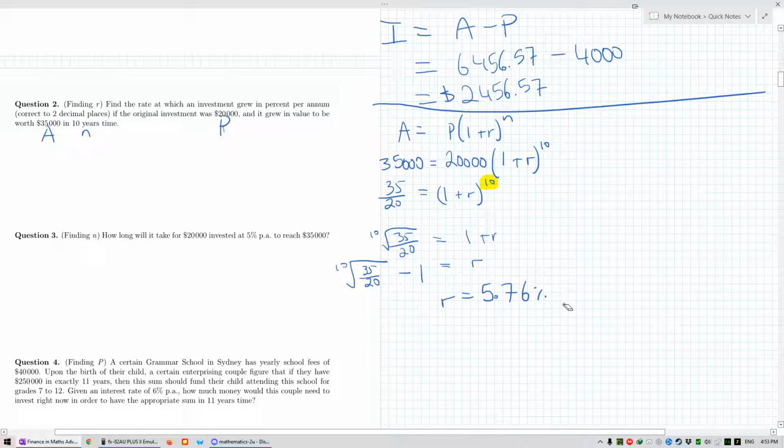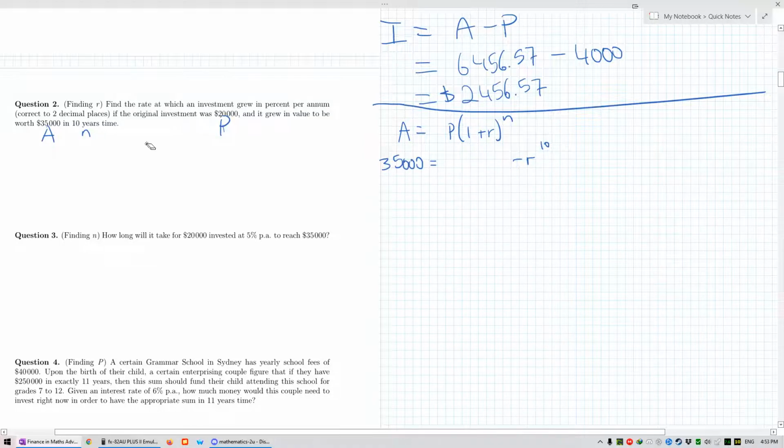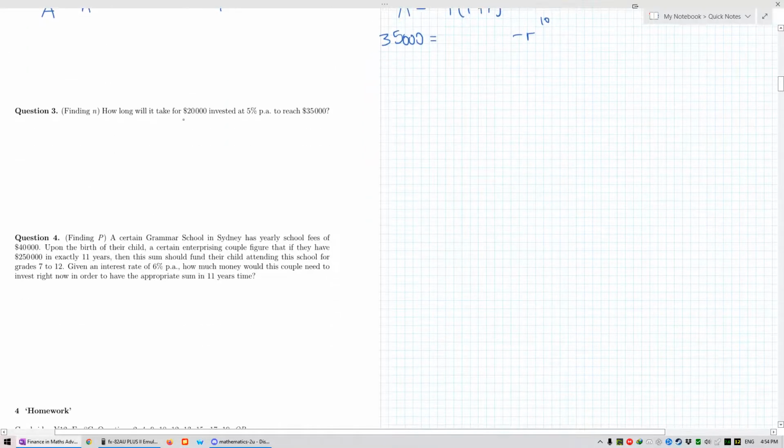It's pretty straightforward. All right, so wiping this off, and let's get started with the next bit. Finding N. How long will it take for $20,000 invested at 5% per annum to reach $35,000? Okay. How long will it take? That tells you straight away that it's N. $20,000 invested at 5% per annum. That's P. That's R. And that's A, that's going to be the final value, 35. You're starting off with 20,000.